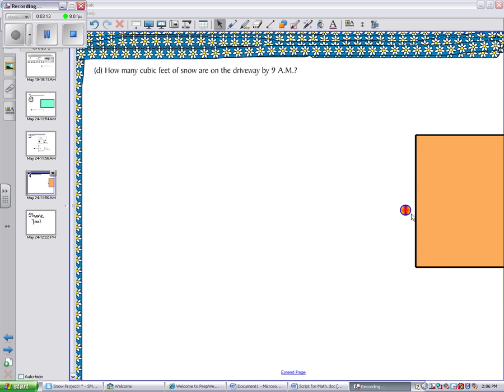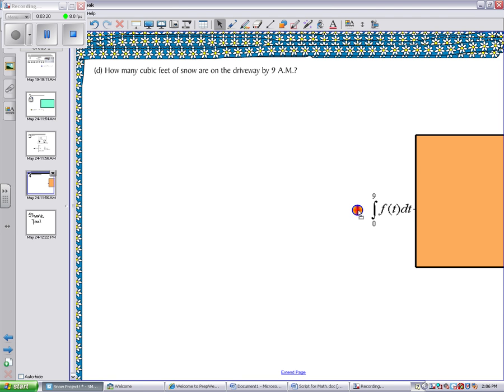To find how many cubic feet of snow are on the driveway by 9 a.m., we find the integral of f(t) minus the integral of g(t) from 0 to 9 hours. This is the amount of snow that landed on the driveway minus the amount shoveled off the driveway in 9 hours. This equals the integral of 7te^(cos t) from 0 to 9 minus the integral of g(t) from 6 to 7 minus the integral of g(t) from 7 to 9.